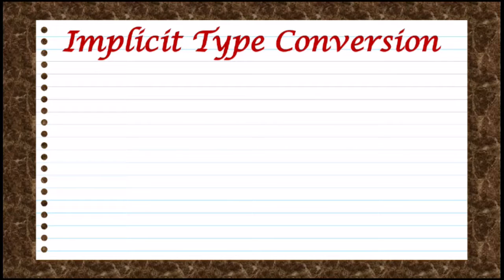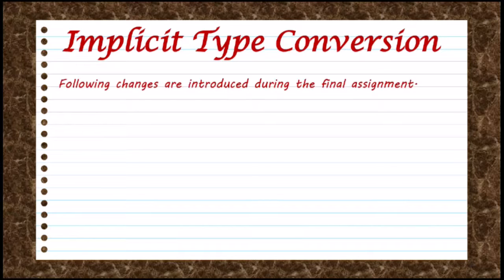The final result of an expression is converted to the type of the variable on the left of the assignment sign before assigning the value to it. However, the following changes are introduced during the final assignment.